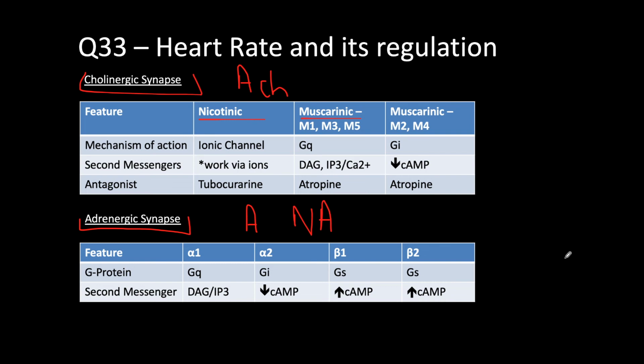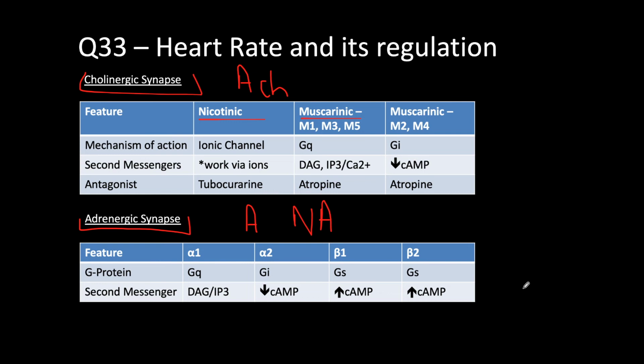So, as you can see here, each adrenergic synapse, so the sympathetic nervous system, on its postganglionic fibers, releases adrenaline and noradrenaline, and it can affect these adrenergic receptors: alpha-1, alpha-2, beta-1, and beta-2. Their second messenger and their effect is usually down to what kind of G protein they have. So as you can see, alpha-1 receptors have a Gq protein attached to them. And the type of G protein will tell you what kind of effect the sympathetic or the parasympathetic nervous system will have on the chosen organ.